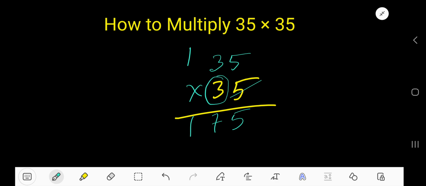Now, start with 3. 3 times 5 equal to 15. This 5 will come to here. 3 is in second column, so first column will have a placeholder 0. Placeholder 0 and 1 will come to next column.